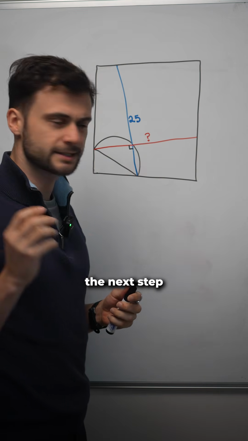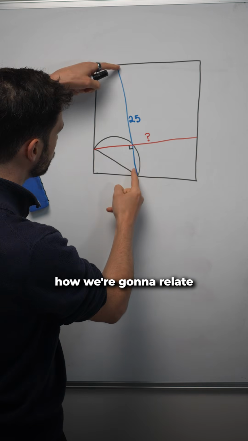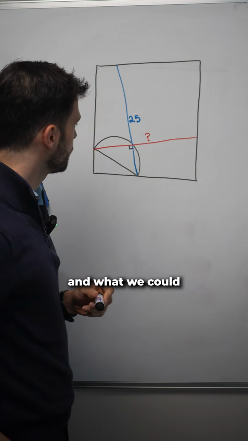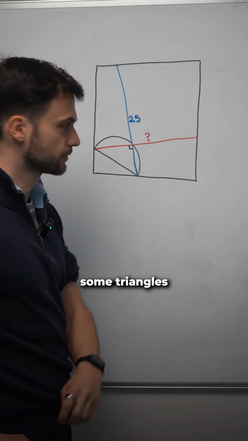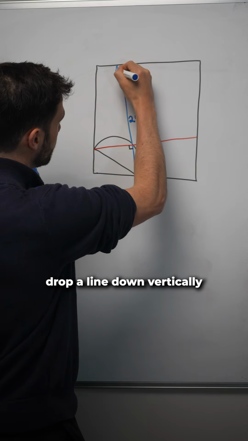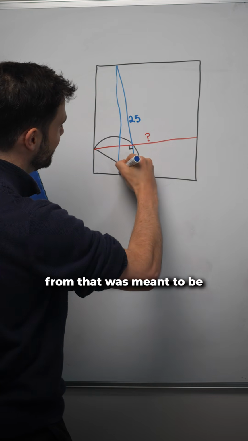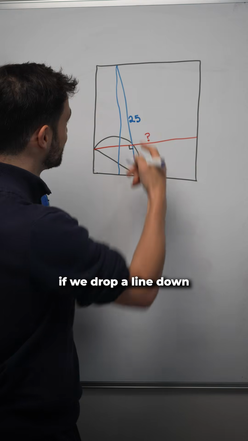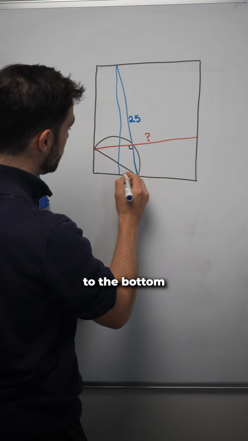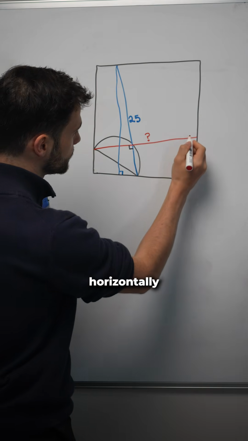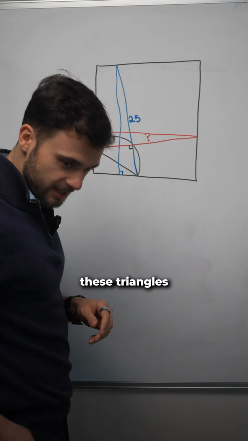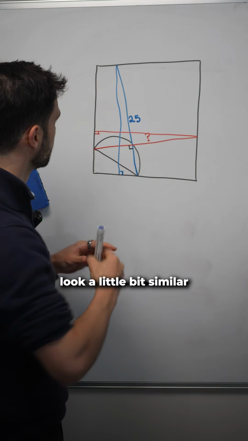And then the next step that we want to start considering is how we're going to relate these two lines together. And what we could potentially do here is try and form some triangles. So if we drop a line down vertically from the top of the square to the bottom and put the right angle there, and then drop a line horizontally, we might notice these triangles look a little bit similar.